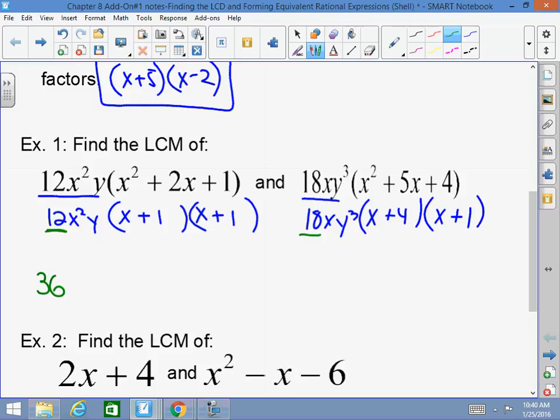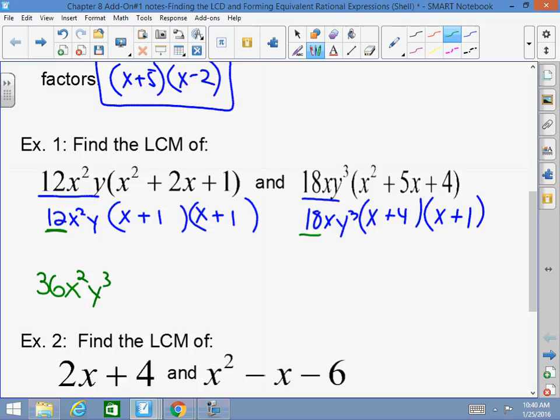For the variable, the least common multiple of a variable belongs to the largest exponent. So what's the least common multiple between x squared and x? X squared. The least common multiple for variables belongs to the largest exponent of that variable. What's the least common multiple between y and y cubed? Y cubed, okay. So we're going to stop right there.